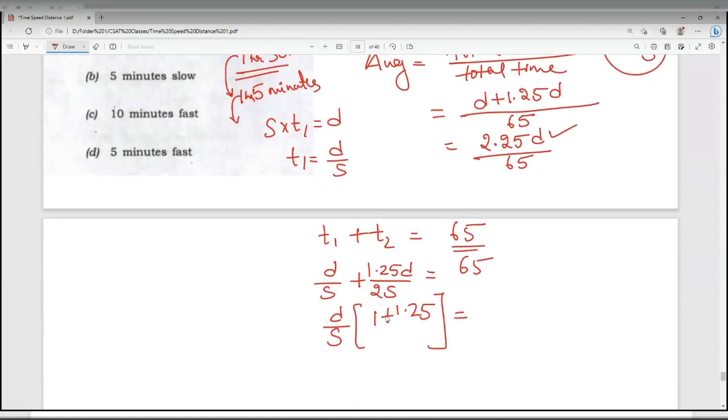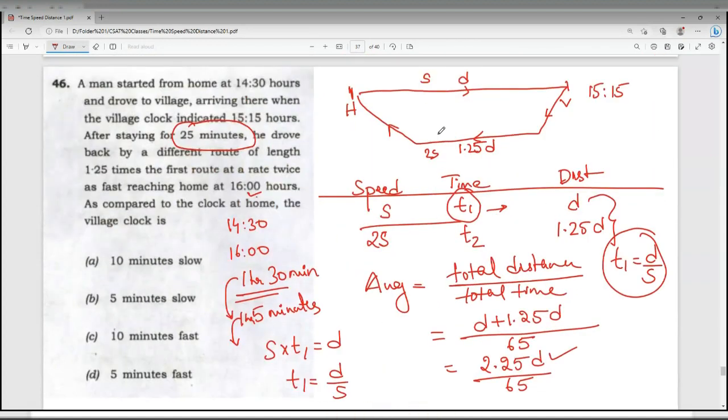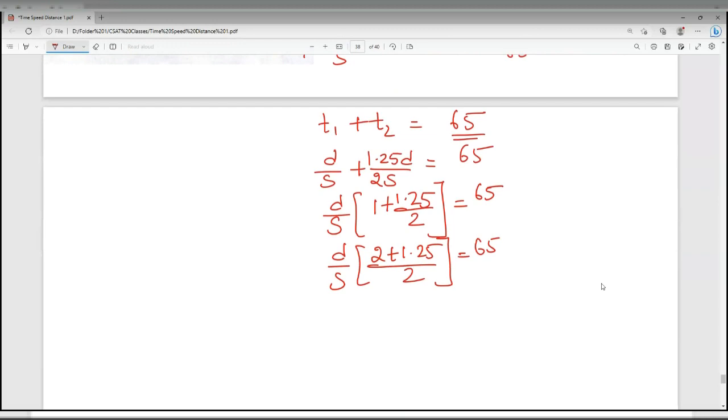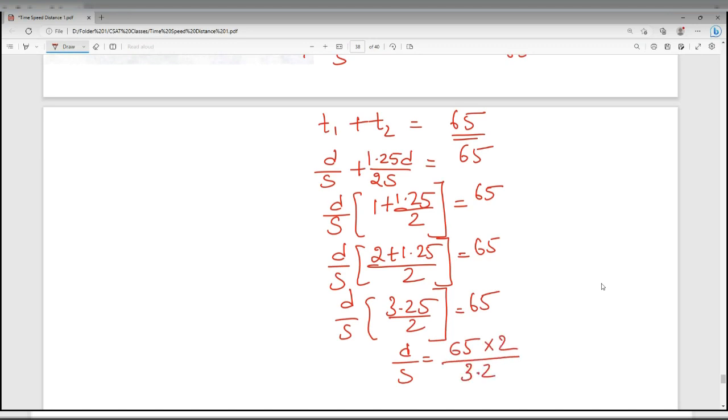So while he is coming back, he's traveling at 2S speed and the distance is 1.25D. So D by S into 1 plus 1.25 divided by 2 is equal to 65, so D by S into 3.25 by 2 is equal to 65, and D by S is equal to 65 into 2 divided by 3.25. So this is 40.